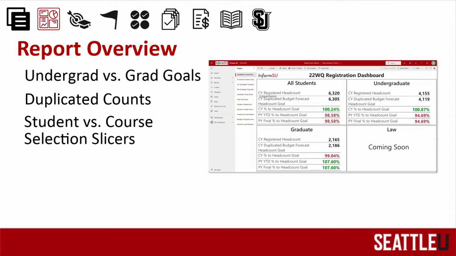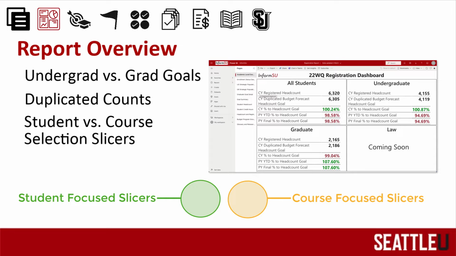Student program-related slicers are presented on non-dashboard pages. This allows the user to select headcounts or credit hours based on the schools, departments, and/or programs students are in. Course selection slicers are also available that allow the user to look at headcount or credit hour enrollment by school department belonging to the course a student is registered in, regardless of the student's program.